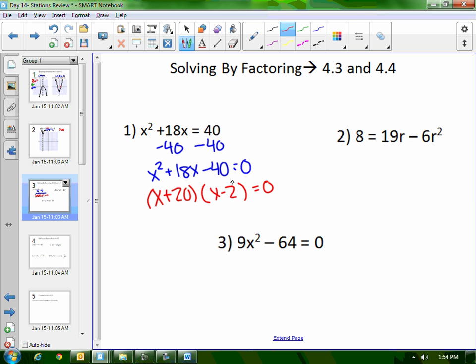Now I've got my factors, I just have to figure out what makes this 0. If I plugged in negative 20, that would be one of the x-intercepts, and the other one would be positive 2. So negative 20 and positive 2 are my zeros. Same kind of game here.